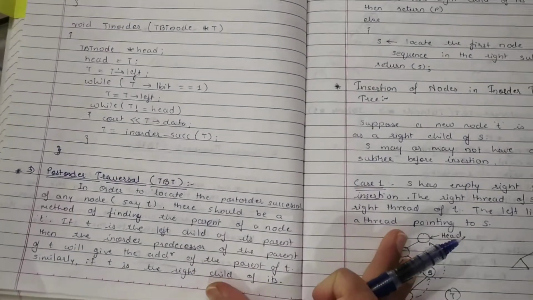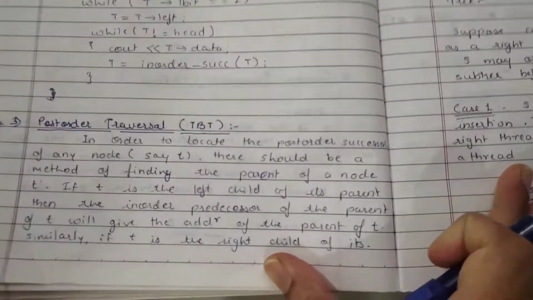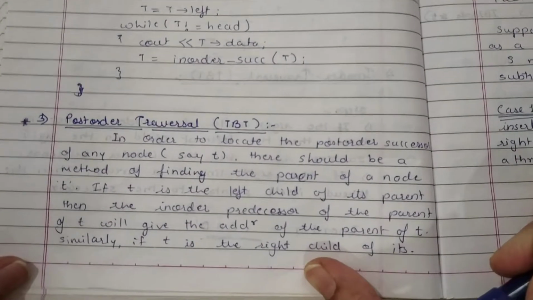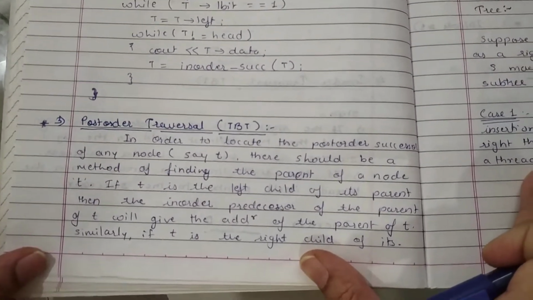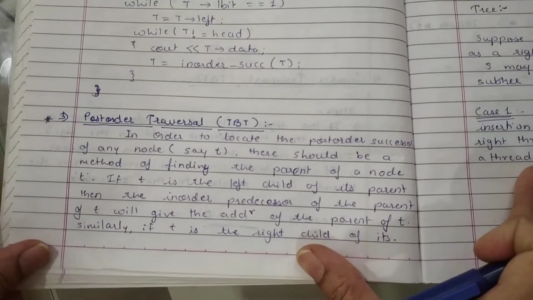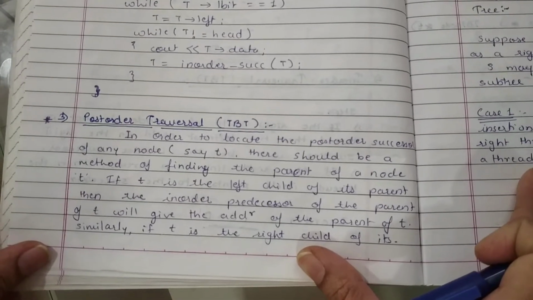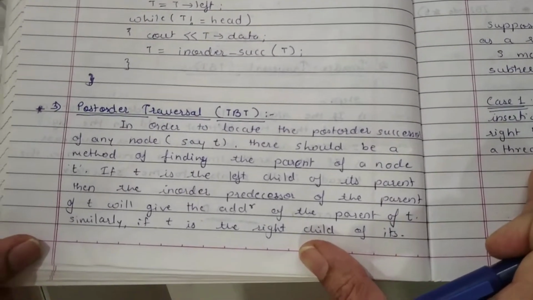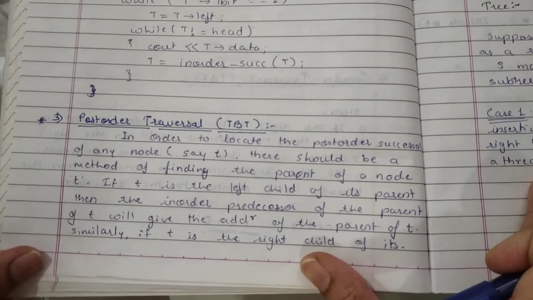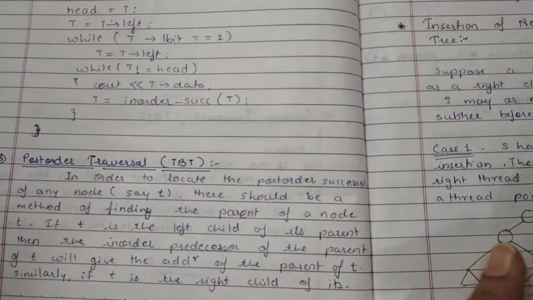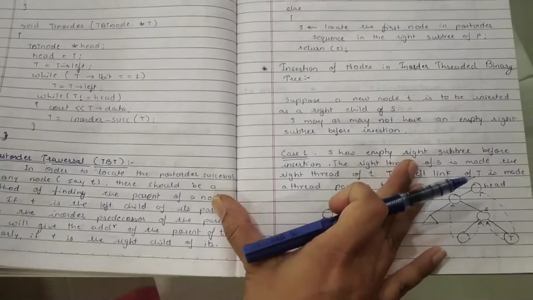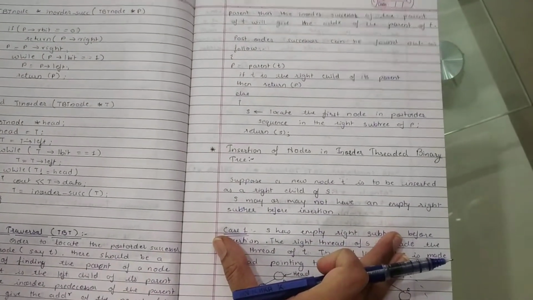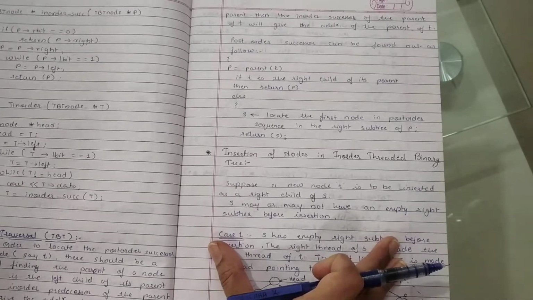In order to locate the post-order successor of any node, say t, there should be a method of finding the parent of the node t. If t is the left child of its parent, then the in-order predecessor of t will give the address of the parent of t. Similarly, if t is the right child of its parent, then the in-order successor of t will give the address of the parent of t.